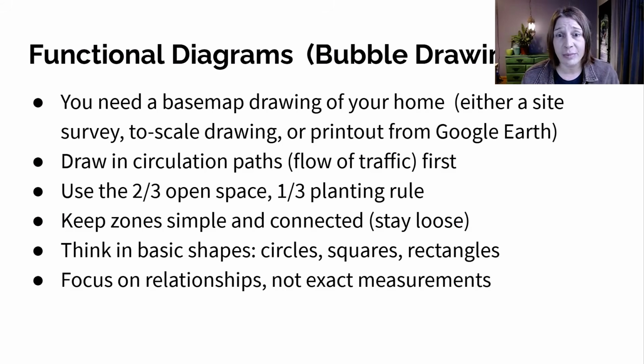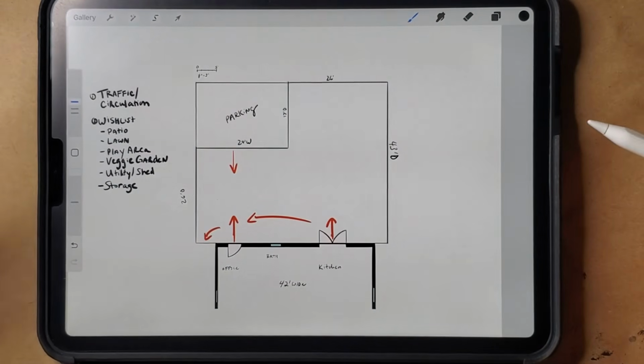The next thing to think about is just trying to keep things connected, keeping zones simple. Perfection is not needed here. You're just exploring ideas. When I get into these bubble drawings, you're going to see how fast I really work with this. So really, really simple, and don't worry about exact measurements at all. You're just going to focus on relationships and general sizes of the different pieces of the landscape. This is a really simple process, so I just wanted to show you how quickly I actually go through this.